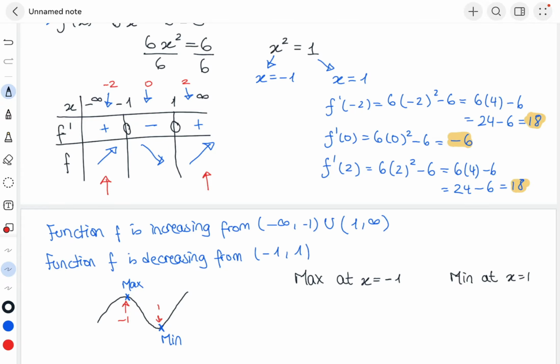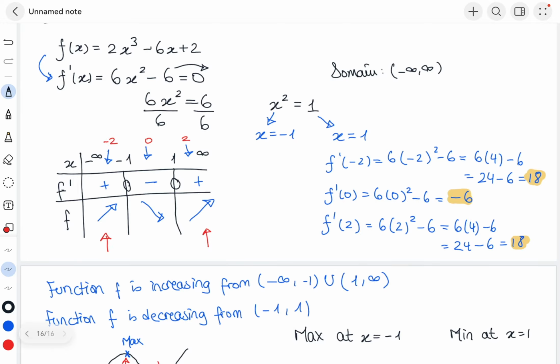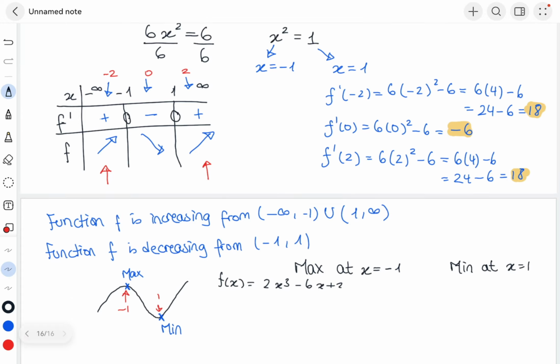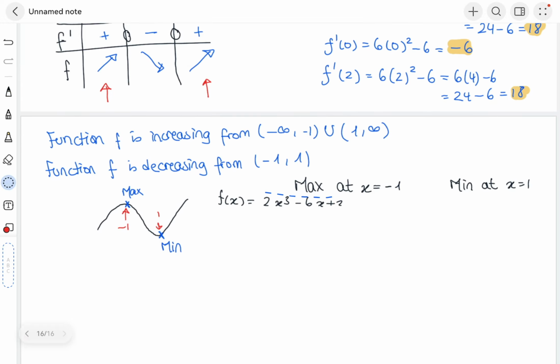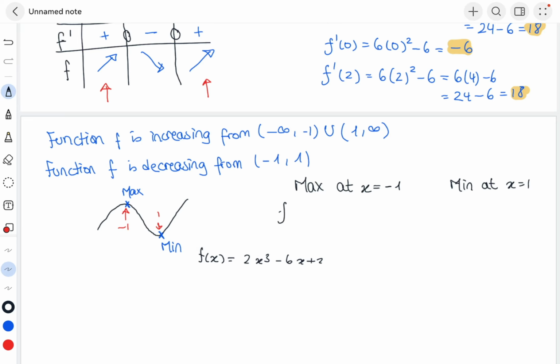And of course, to find the y value, we need to replace in f of x, where f of x is 2x cubed minus 6x plus 2. And now we just replace into f of x. So f at -1 is 2 times -1 cubed minus 6 times -1 plus 2, which means -1 cubed is -2, -6 times -1 is +6, and plus 2, our final answer will be 6.